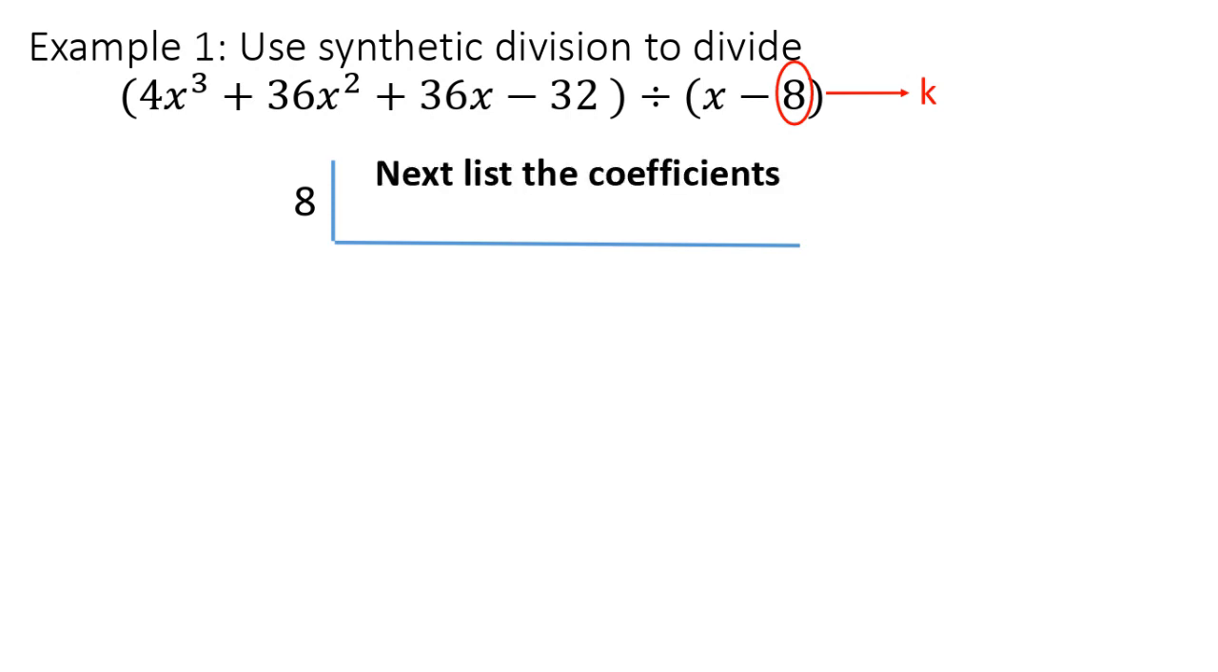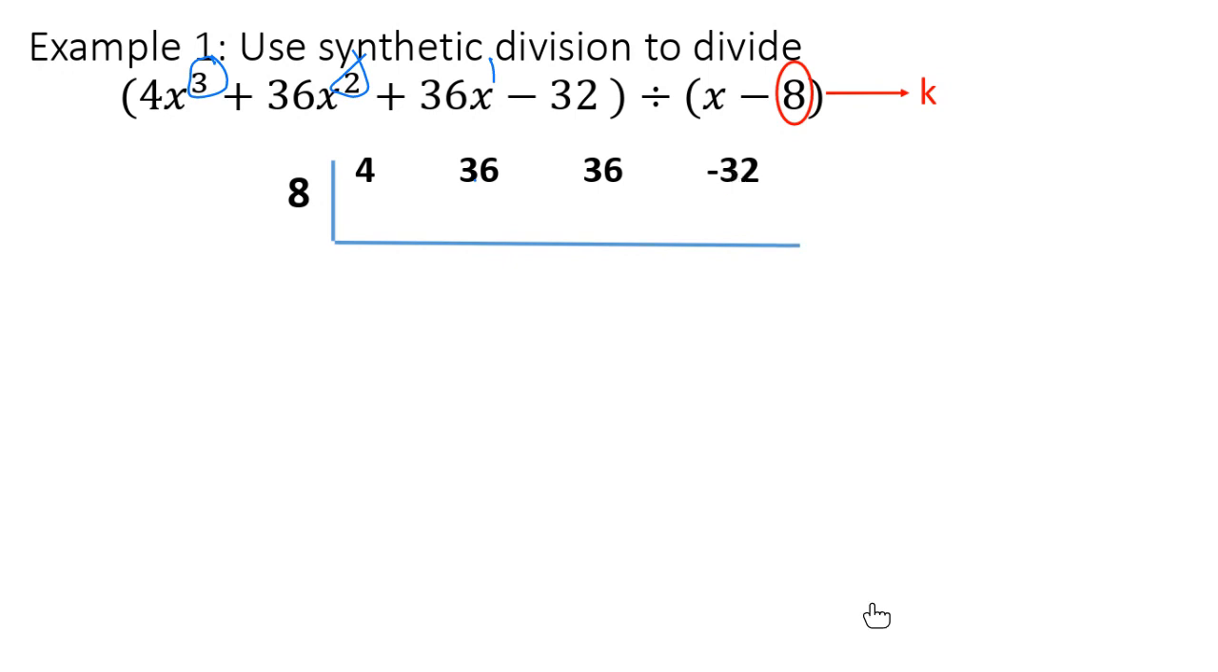And then we list the coefficients. So the coefficients are going to be 4, and you want to make sure that your exponents are in order. So we have 3, 2, 1, and the constant. So those are good to go. So my coefficients are 4, 36, 36, and the constant negative 32.